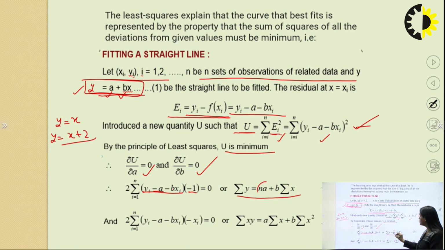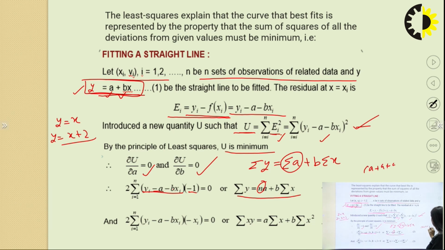Now here, how did we get n a? Because we should get summation y = summation a plus b summation x. But whenever we add a n times, like a plus a plus a and so on, then we always get n a. So that is why in equation number 1, we will get summation y = n a plus b summation x.